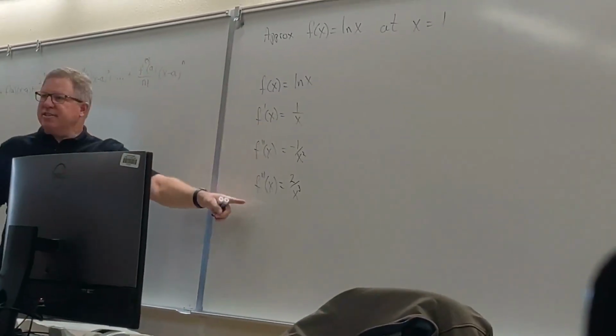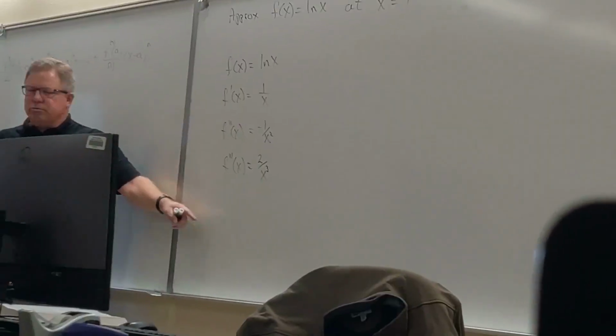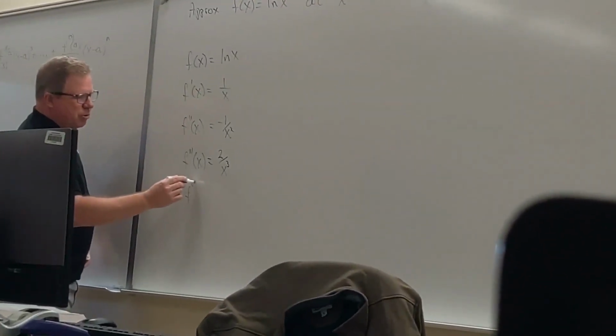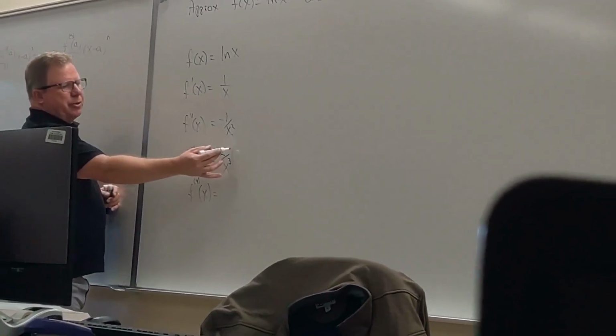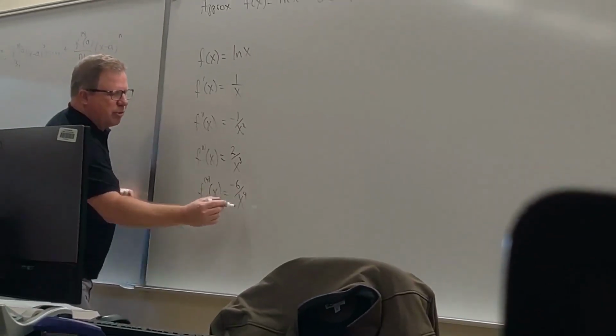So make a vertical list like this, as far as it needs to go. If you're asked to find a 4th degree, then you're going to go 1 more. Put a little 4 up there. That'd be x to the negative third. Bring the negative 3 down, that becomes negative 6 over x to the 4th.